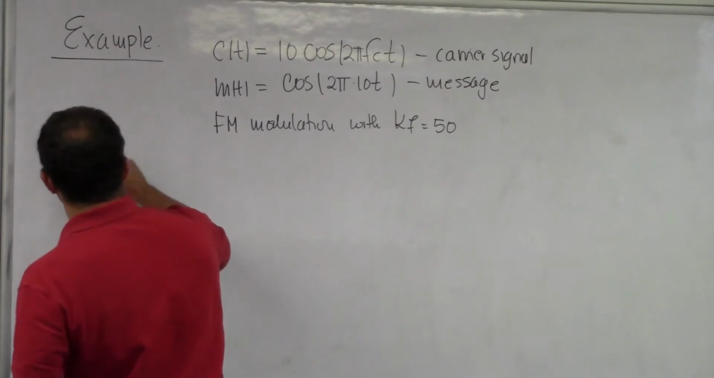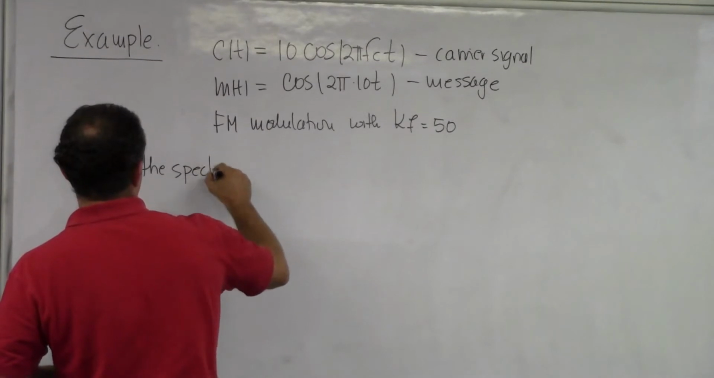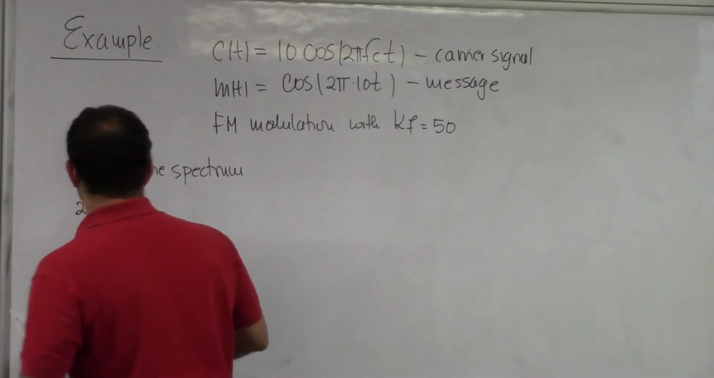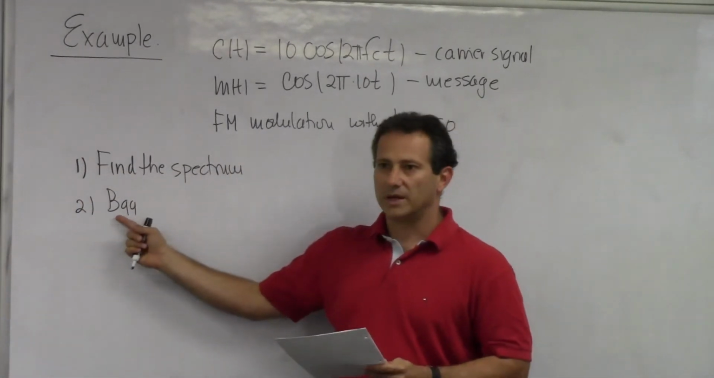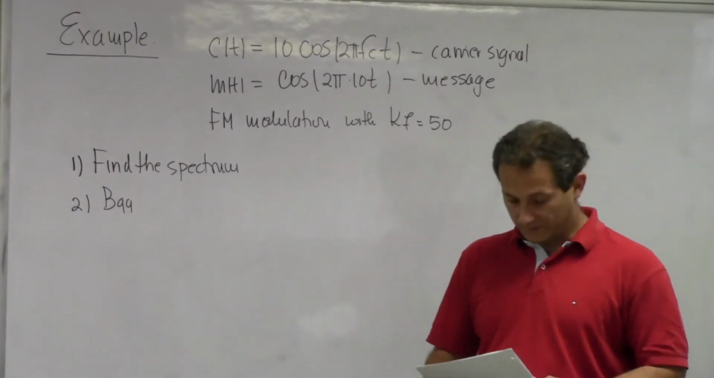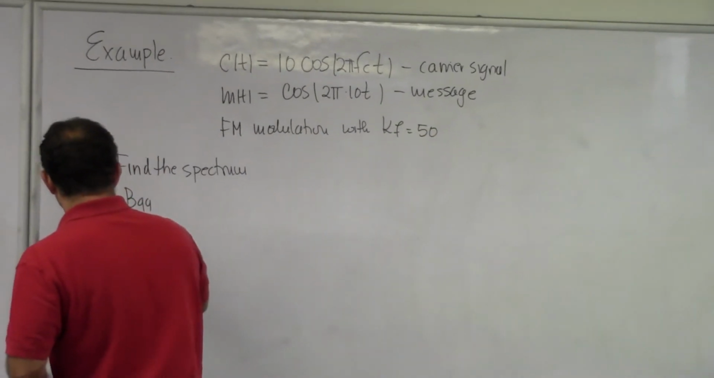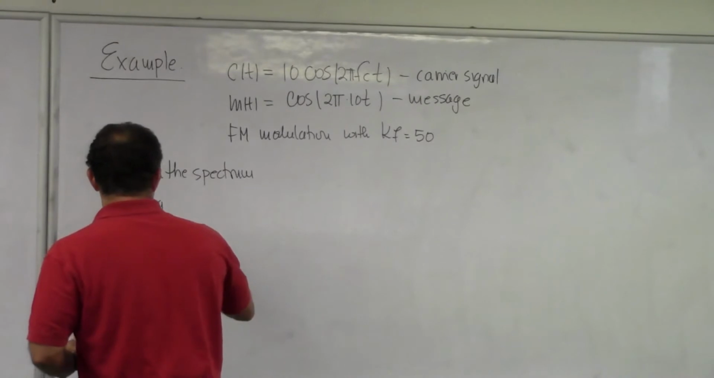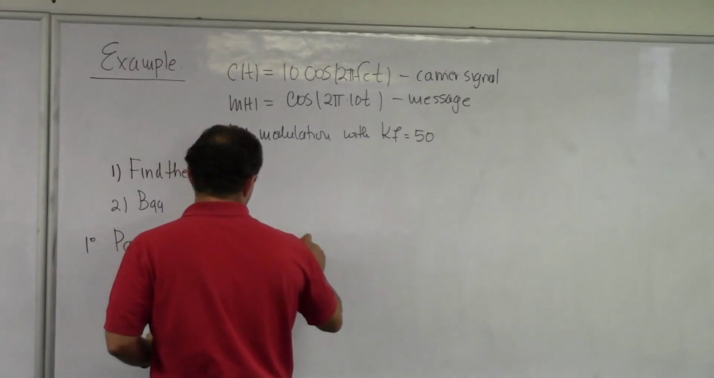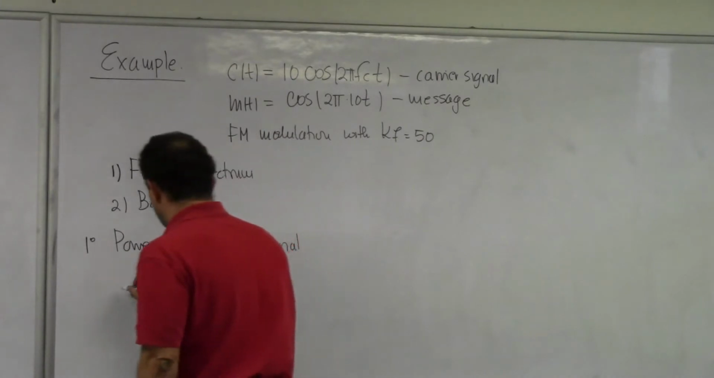So the first one is find the spectrum, and the second one is find B99. That's the usual notation that I use, B for bandwidth, and 99 here tells you what percentage of the power you're capturing within that band. All right, so before we even go there, I want to point out something. Let's look at the power of the FM signal. Now, we have an FM signal expression, so let's look at the power.